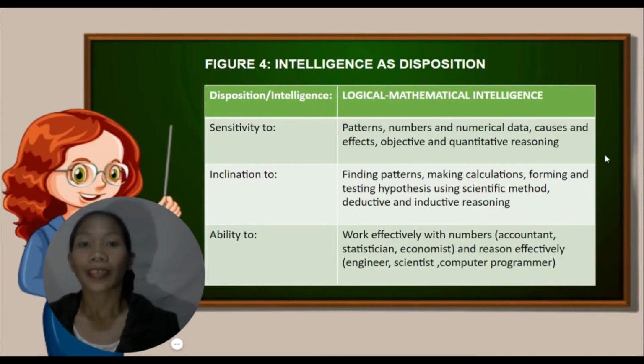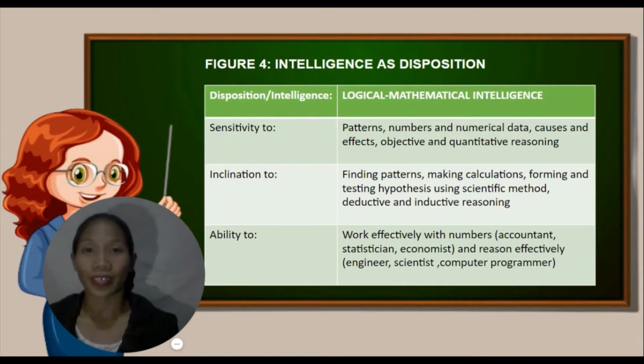And then the second one, logical mathematical intelligence. So when we say logical mathematical intelligence, that person has the ability to think conceptually and abstractly, and capacity to discern logical or numerical patterns. So they have sensitivity to patterns, numbers, and numerical data, causes and effects, objective and quantitative reasoning. And it is inclination to finding patterns, making calculations, forming and testing hypotheses using scientific method, deductive and inductive reasoning.